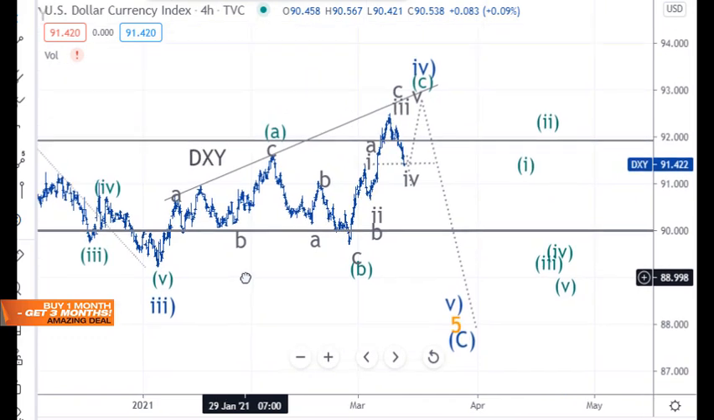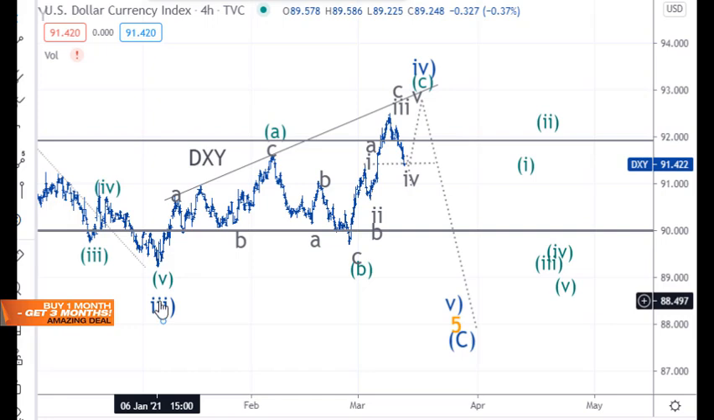I know that a lot of media thinks, and very important people think, that the US dollar is going to crash. I don't know. Elliott Wave's just not telling me that, but always one step at a time.